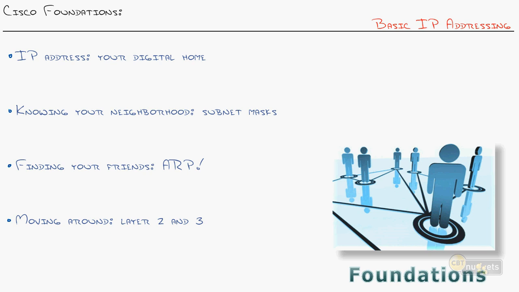This is going to be basic IP addressing, where we understand what the IP address is, kind of your digital home. You get to know your neighborhood, what IP addresses are around you, who you can talk to without intervention, how to find your friends on the network using a protocol called ARP, and then a massive concept that I want to plant in your mind: how do you move around the network? How do you combine layer 2 and layer 3 addresses together to communicate?